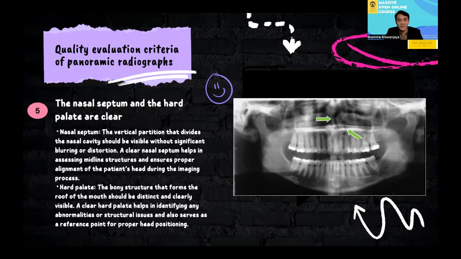The nasal septum and the hard palate should also be clear. The nasal septum, the vertical partition that divides the nasal cavity, should be visible without significant blurring or distortion. A clear nasal septum helps in assessing midline structures and ensures proper alignment of the patient's head during the imaging process. The hard palate, the bony structure that forms the roof of the mouth, should be distinct and clearly visible. A clear hard palate helps in identifying any abnormalities or structural issues and also serves as a reference point for proper head positioning.